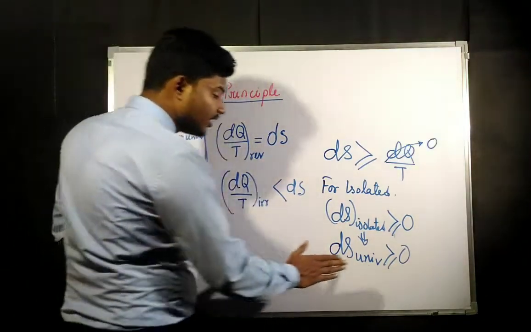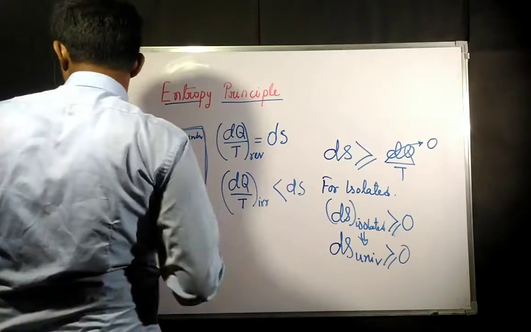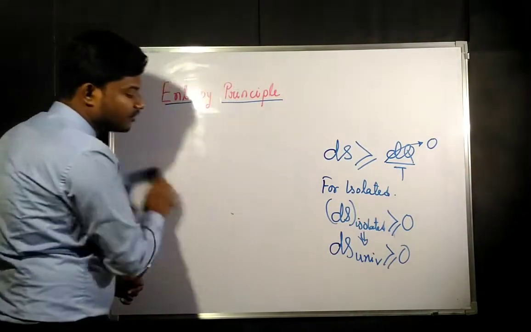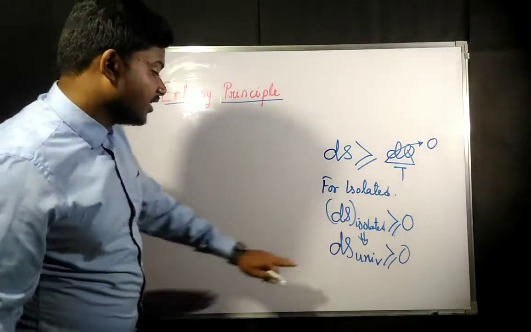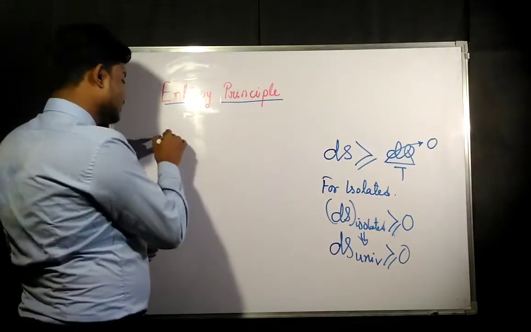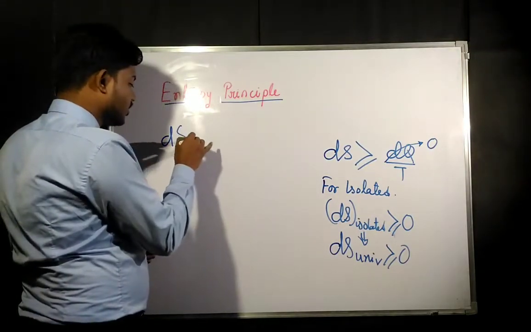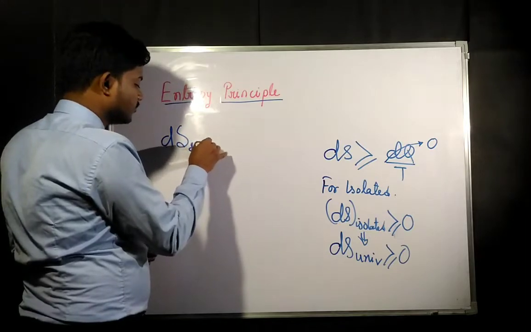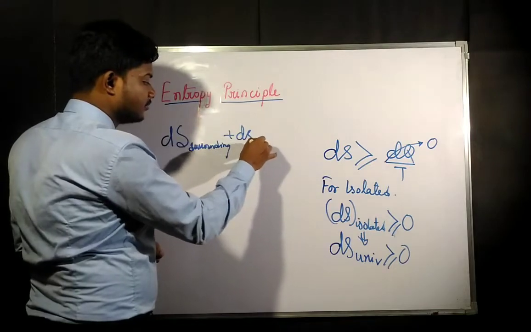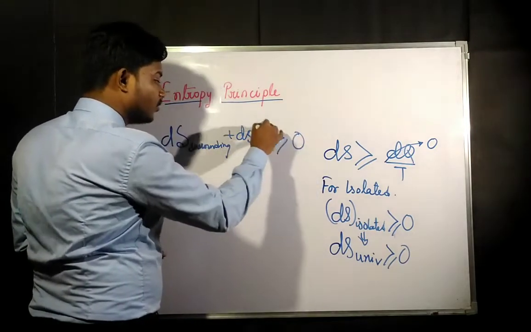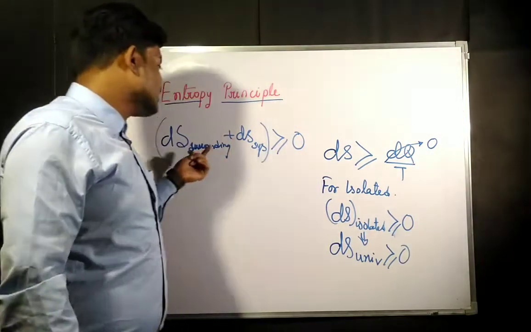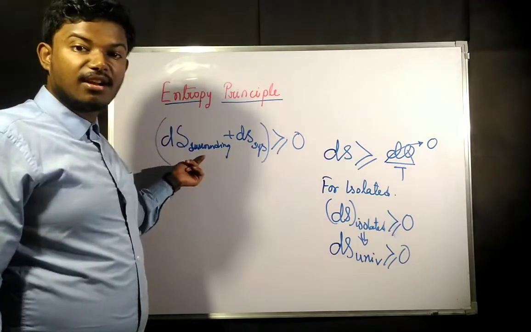Now the universe consists of system and surrounding. If we take this as greater than or equal to 0, we can write that del S of surrounding plus del S of system together are always going to be greater than or equal to 0, because the universe consists of system plus surrounding.